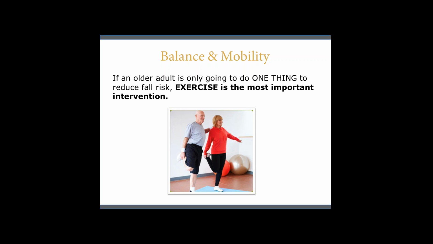And then the third pillar for fall prevention for older adults, we looked at medical management, we looked at home and environmental safety, and the third pillar is balance and mobility. So in terms of all the research from around the world on fall prevention for older adults, the one thing that has been shown as a standalone intervention to reduce falls is exercise, reduces fall risk. So if older adults are only going to do one thing to reduce their fall risk, exercise is the recommended intervention.